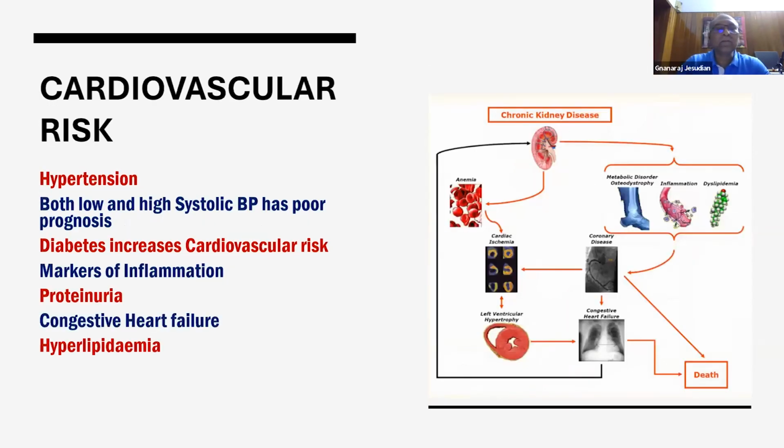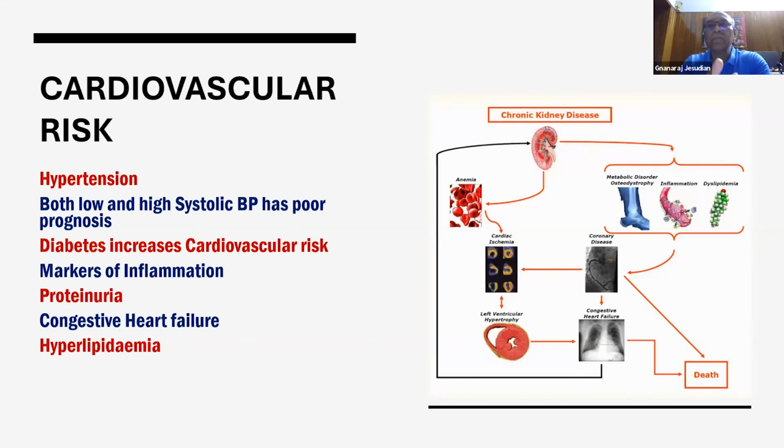And most of the renal failure patients will ultimately die of cardiovascular problems. So any kidney problem can actually lead to high blood pressure. And the interesting thing in renal failure is that whether the systolic blood pressure is high or low, both indicate poor prognosis.